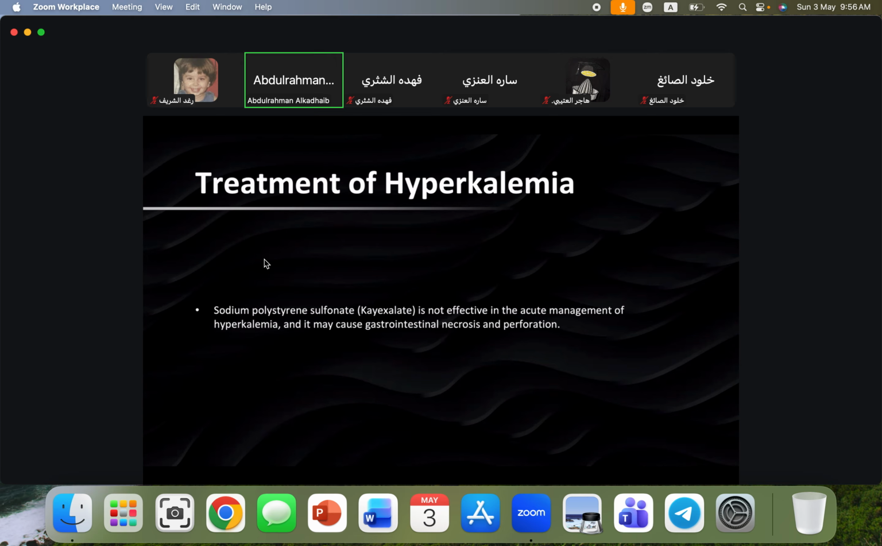We don't use it anymore in the emergency department or any other department of the hospital, because it has been associated with so many gastrointestinal side effects, including GI necrosis and perforation. And that's why it's not used anymore in the treatment of hyperkalemia.